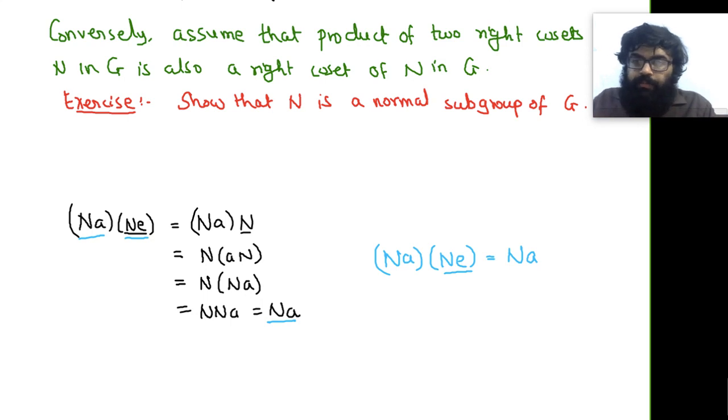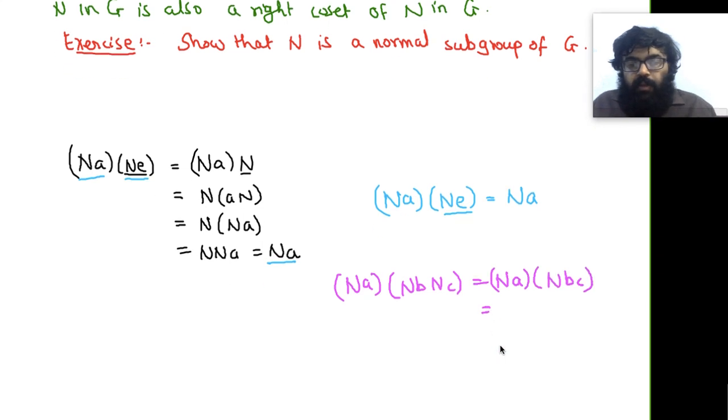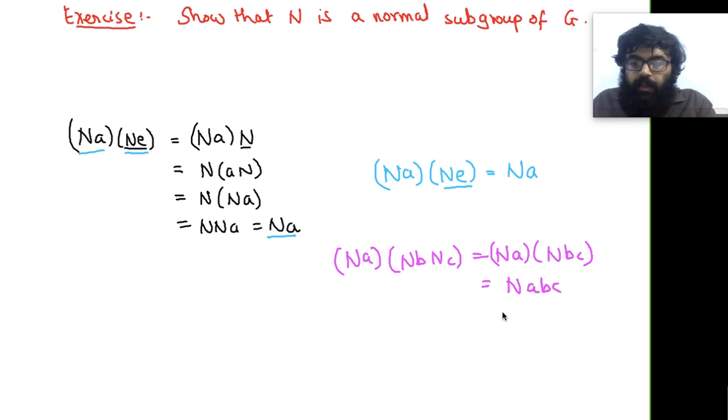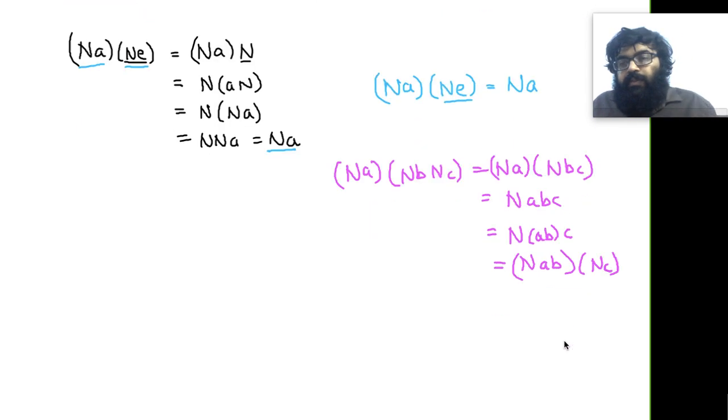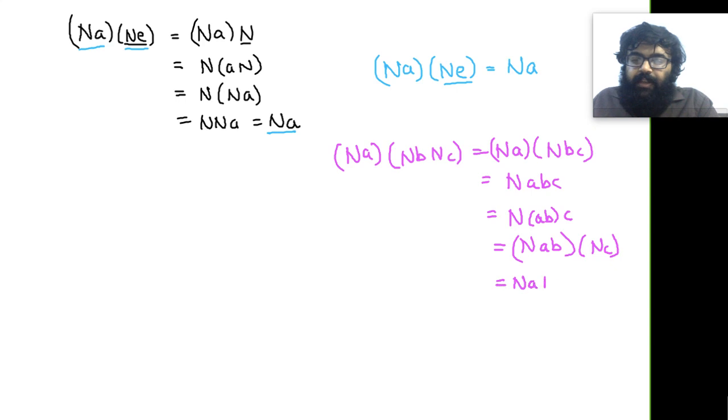What about associativity? Associativity also one can show like this. So we have Na and then NbNc, which is nothing but Na, this we have seen, N(bc), which is the same as Na(bc). Not NbC, it is Na(bc). And now we have to separate out the c part. So this we can write as N(ab) and c, which is nothing but N(ab) and we can write this as Nc. Product of these cosets. So this is nothing but NaNb and Nc. So this is associative also.